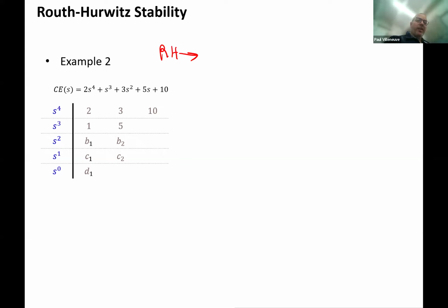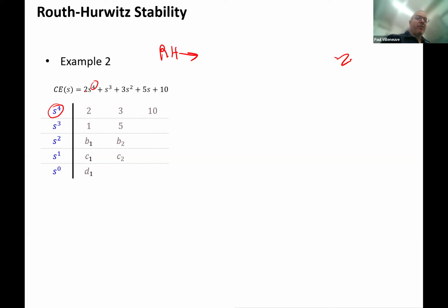The highest order S term, in this case, is S4, which means we start with row S4 here. Then we proceed down S3, S2, S1, all the way until we get to S0. And we start to identify our coefficients.